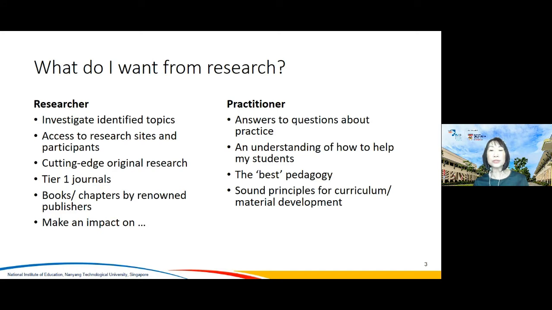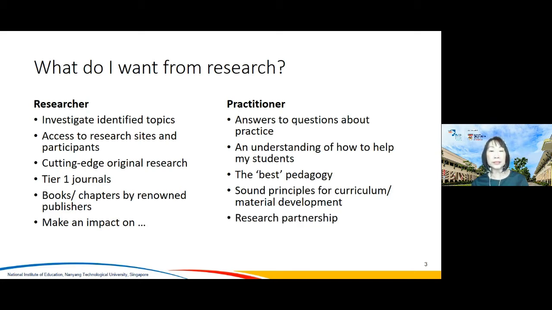Now, practitioners also include curriculum and material developers. So they want to know, what are the principles based on research that I can draw on to inform my writing of the curriculum or to inform my writing of the material.